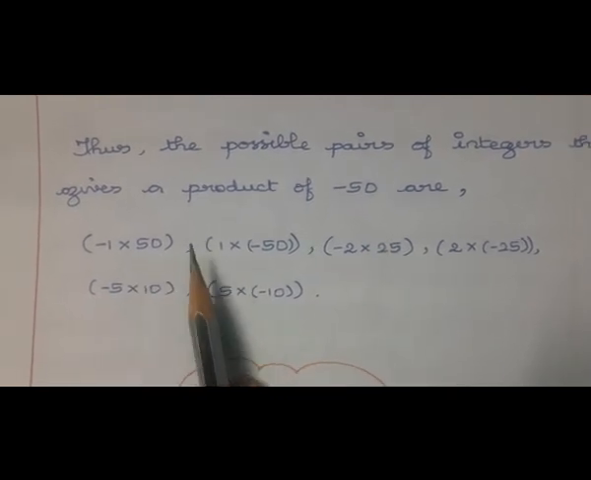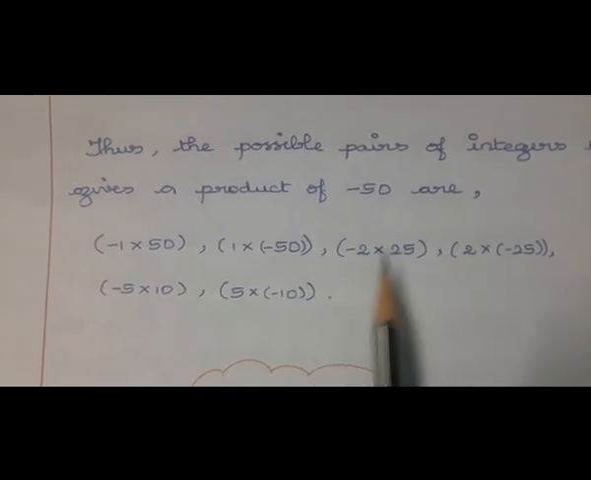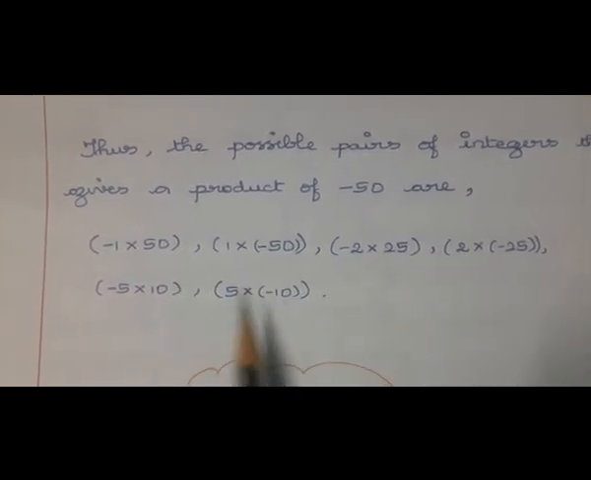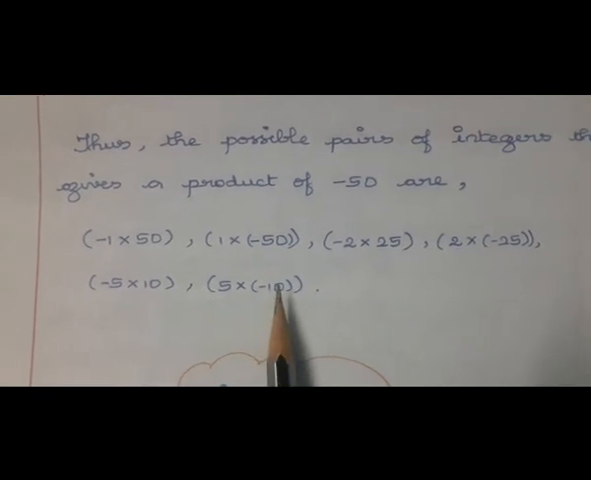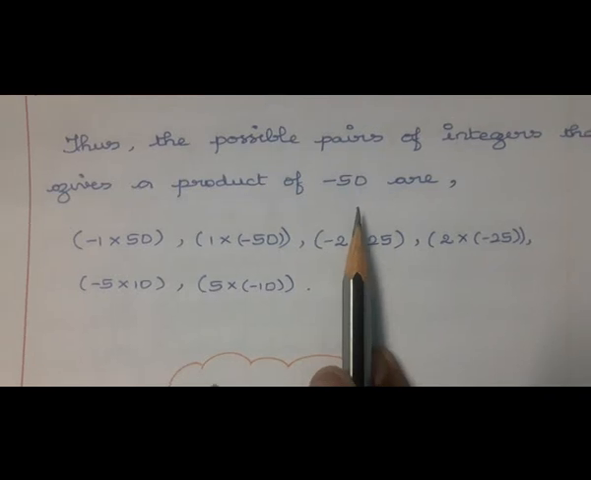Since for each of these pairs the sign has been changed, all these 6 pairs will give you the product of minus 50.